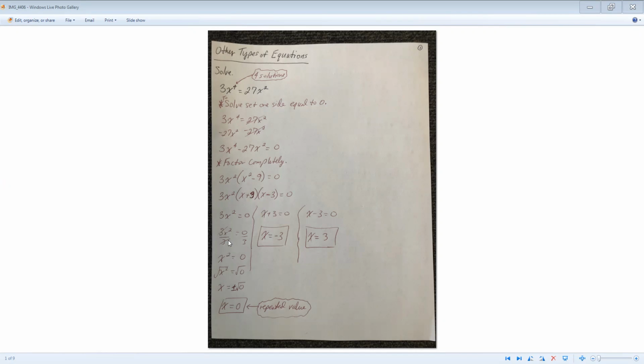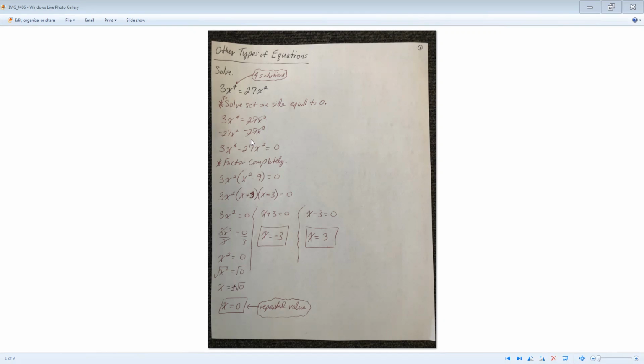So divide by 3. That will leave me with x squared equals 0. Take the square root of both sides. The square root and the square will cancel, leaving me with x. And then on the right, I have plus or minus square root of 0. So that actually represents two solutions, but it's a repeated solution of 0, so we only have to write it one time. Whenever you're doing the square root of both sides, the square root property kicks in, and then you have the plus or minus square root of the value in which the radical didn't cancel.